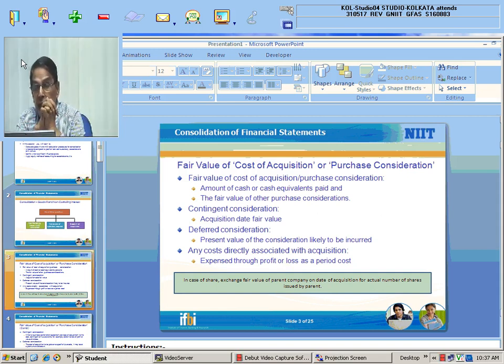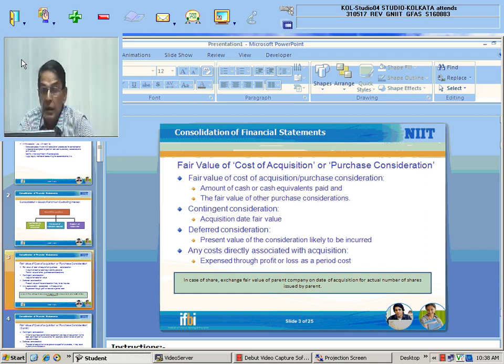So purchase consideration is paid directly by amount of cash or cash equivalents to the owners of those 60% shares, or it could be paid by issuing shares of A to the owners of 60% of shares of B. I am just taking an example where 60% of the shares of B is acquired by company A. So two ways the shares can be acquired, either by paying cash or cash equivalents to the shareholders of B who sold those 60% shares of their holding to A, or in lieu of cash or cash equivalent, company A may have issued its own shares to those shareholders of B who have agreed to sell their shares in B to A. So that is fair value of the cost of acquisition or purchase consideration.